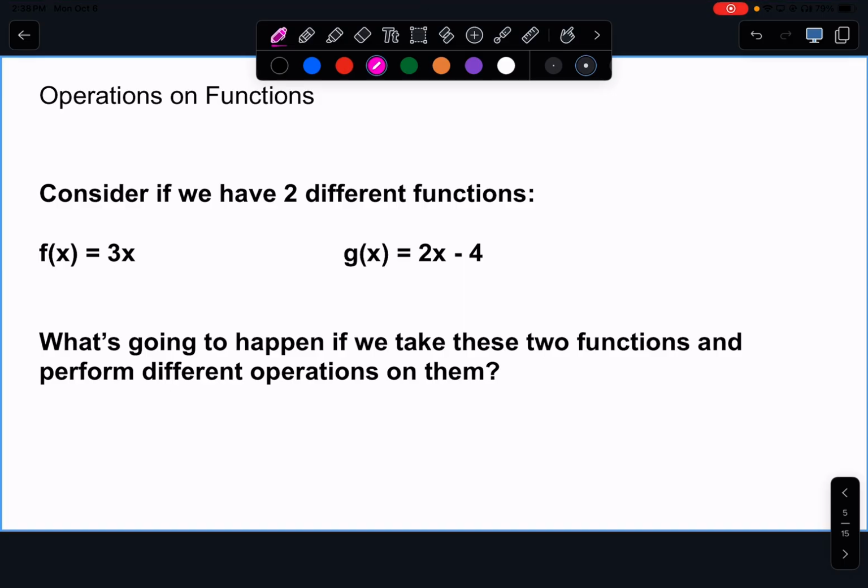All right? So we're going to start out with these two. This is the top of your note sheet. If we have f of x equals 3x and g of x equals 2x minus 4, what would happen if these two functions were to be added together? What do you think? If we took f of x and added it to g of x, what would we end up with?